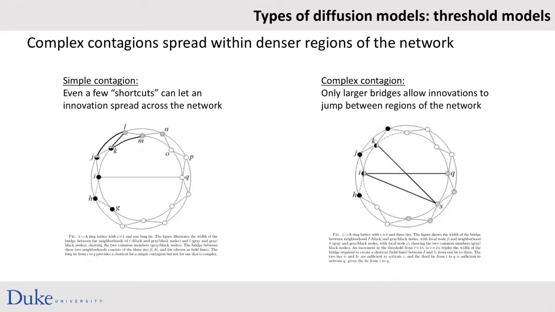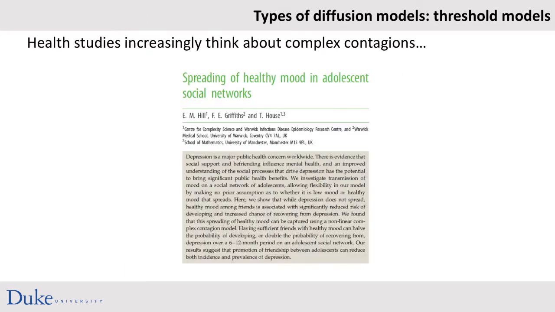But if we start thinking about things like complex contagions, where it takes more and more people to let me know about it, then what you're going to wind up seeing is something only spreading in a fairly dense cluster of people who are relatively closely connected to each other. And this idea has started to take off in the health literature. So here's one study that was looking at moods in adolescence, and they just kind of assumed that a complex contagion model was what was going on, and they started to try and find the parameters of the model that would fit their data best.